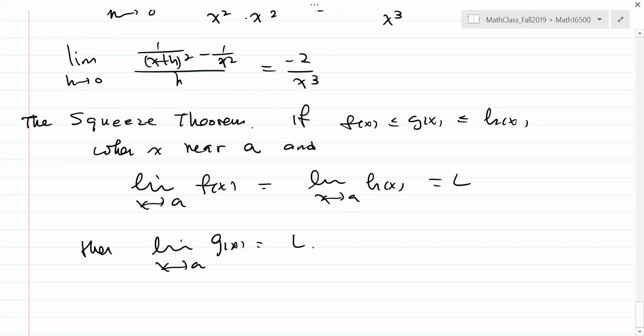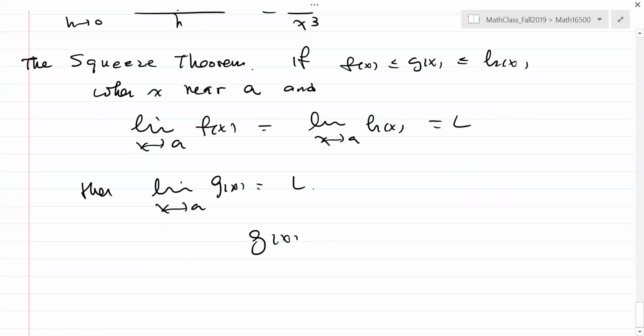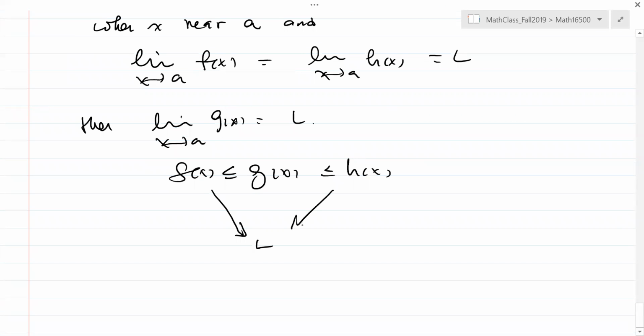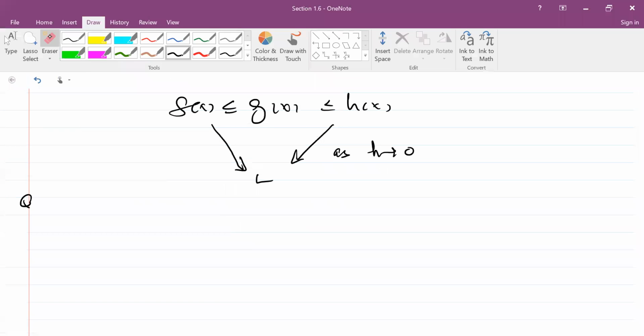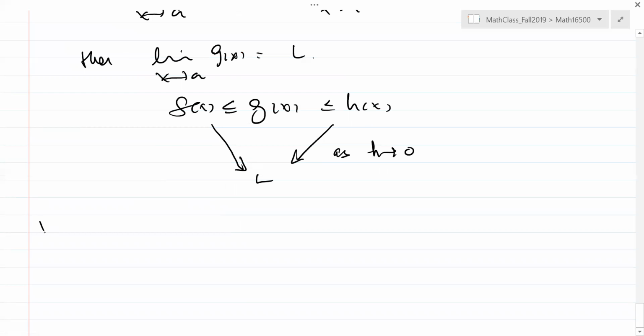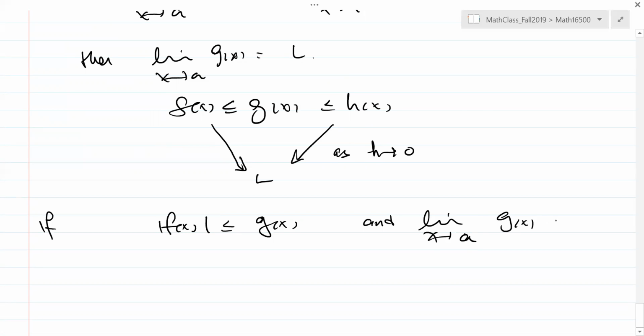Okay, it's also equal. This is called the squeeze theorem because look at the picture here. Okay, so this approaches L. This also approaches L. So that forces the middle one to approach L. Yeah, this will be the special case: observe that absolute value of f of x is less than or equal to g of x, and the limit as x approaches a of g of x is going to be 0.